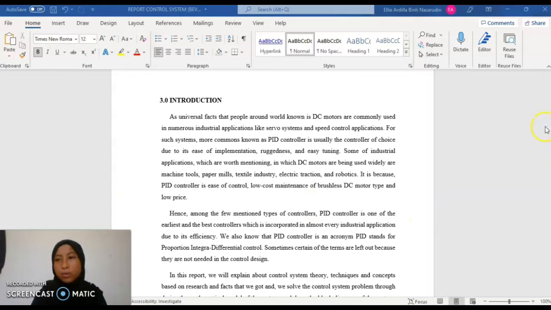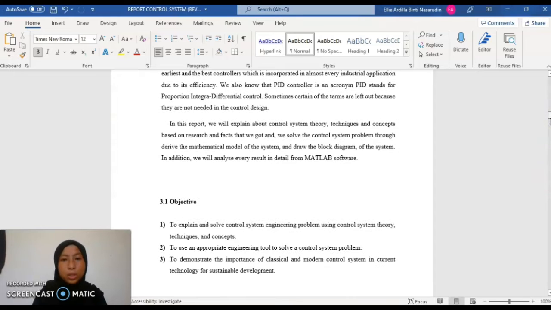So in this report, we will explain the control system theory, techniques and concepts based on the research and facts that we gathered. We also solve the control system problem by deriving the mathematical model of the system and drawing the block diagram of the system. In addition, we will analyze every result in detail from MATLAB software.